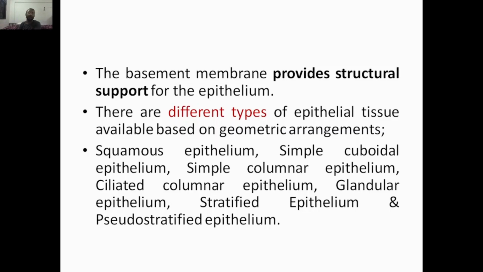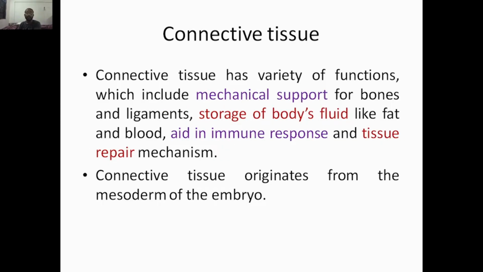You can remember 2 or 3. That was about epithelium cells or tissue. Next, connective tissue. Connective tissue has a variety of functions, which include mechanical support for bones and ligaments, storage of body's fluids like fat and blood, and aid in immune responses and tissue repair mechanisms. So in all the tissues we need connective tissue.